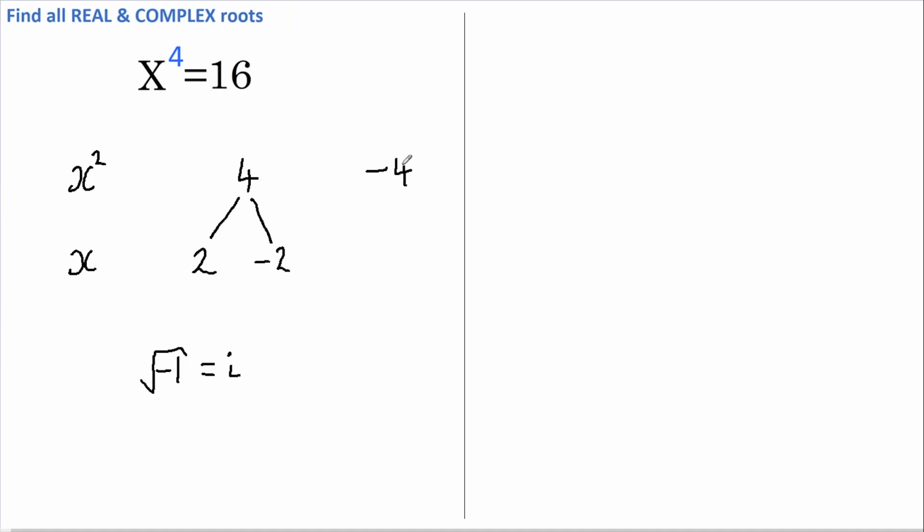So what we do is we say that negative 4 is actually negative 1 multiplied by 4. Therefore, when we take the square root of negative 4, we're actually taking the square root of negative 1 and the square root of 4. So the square root of 4 is 2, or negative 2. But we've also got to take into account the square root of negative 1, which we know is i.